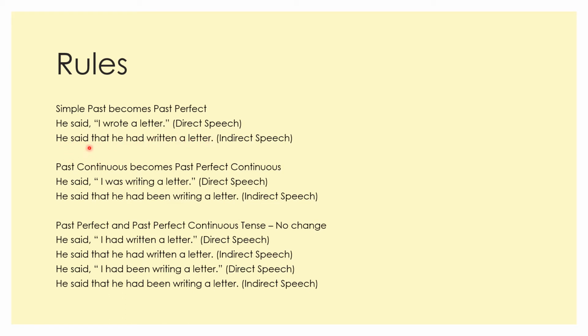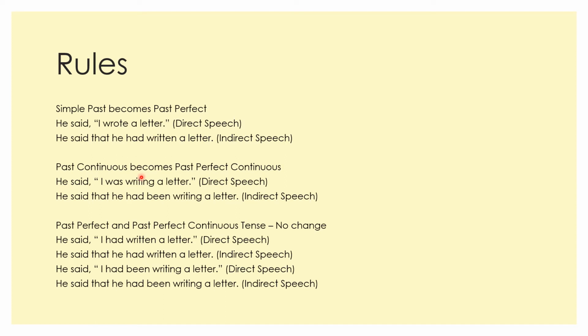We know after the reporting verb said, you have to use the conjunction that. The pronoun in the first or the second person will become in the third person. So here it is, I has become he. He said that he had written a letter. This is in the indirect speech.